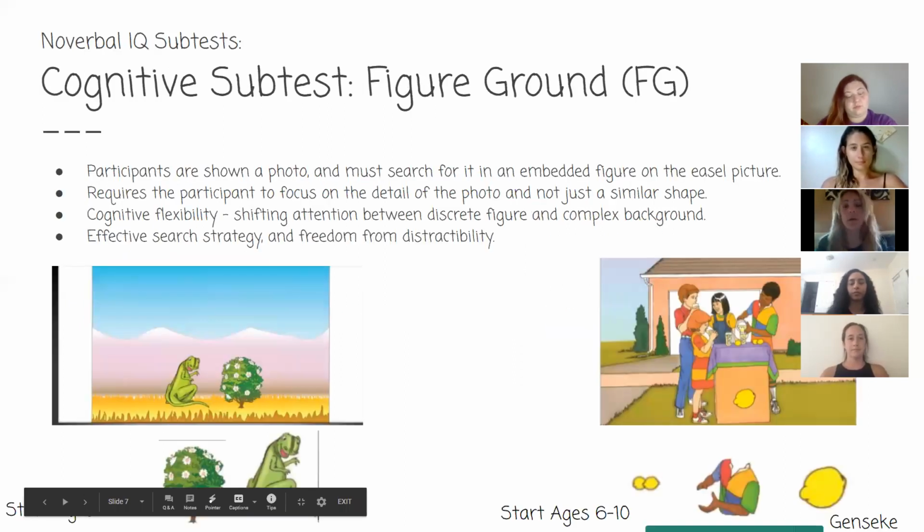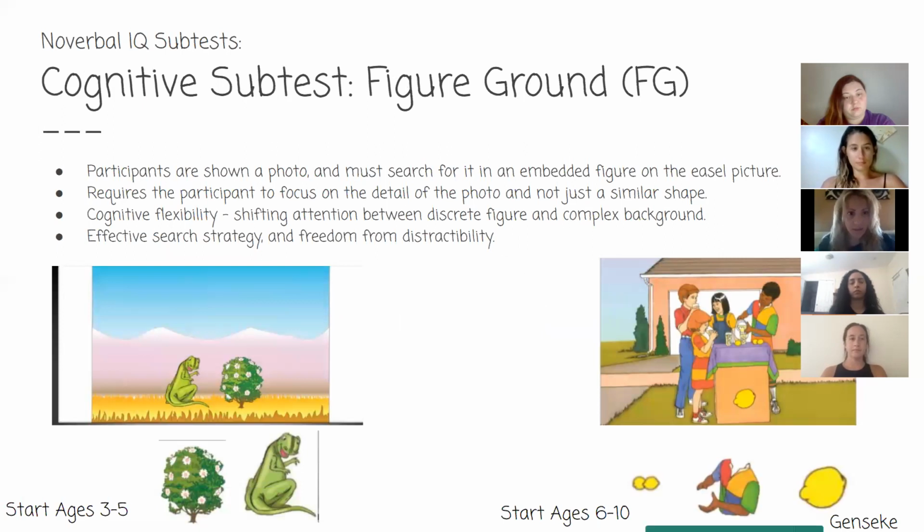I'm going to go over a couple examples from the cognitive subtests. The first example is figure ground. This is something that's given to the kids. The participants are shown a photo, and they have to search for it in the embedded figure that's given to them on the easel picture. This requires the examinee to focus on the detail of the photo and not just a similar shape. They need cognitive flexibility, which is shifting attention between a discrete figure and a complex background. An effective search strategy and freedom from distractibility are required to complete this.